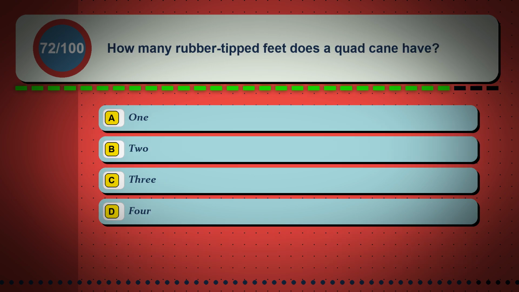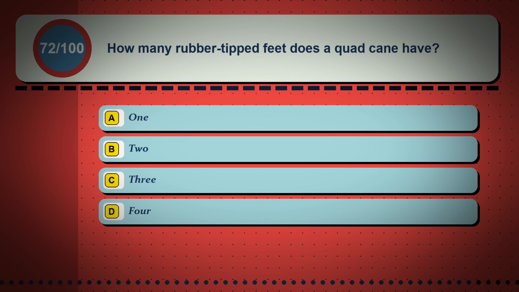Question 72. How many rubber-tipped feet does a quad cane have? Option A, 1, option B, 2, option C, 3, option D, 4.